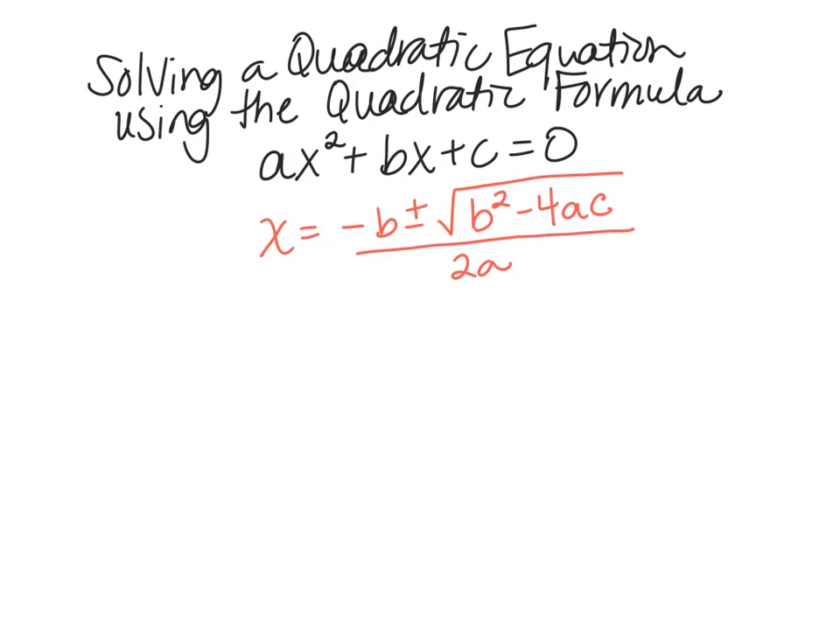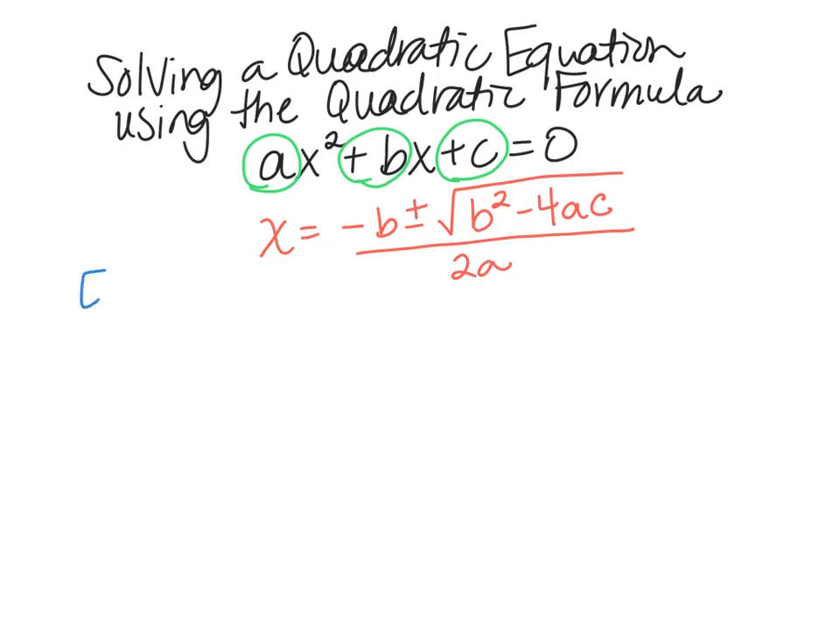So I'm going to see my A is in front of my squared term, my B is in front of my X term, and then my C is my constant. So we're going to identify what those three terms are, and then we'll plug directly into our formula. So looking at the formula, remember that it is opposite of B, plus or minus the square root of B squared minus 4 times A times C. All of that is divided by 2 times A. So let's look at an example real quick.